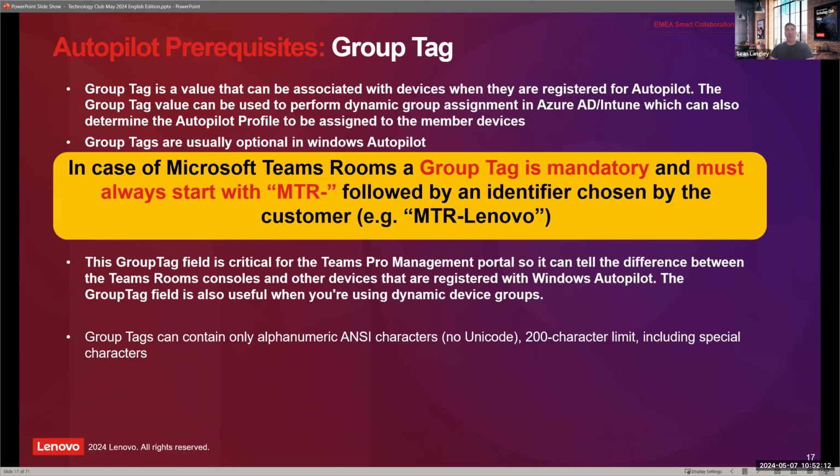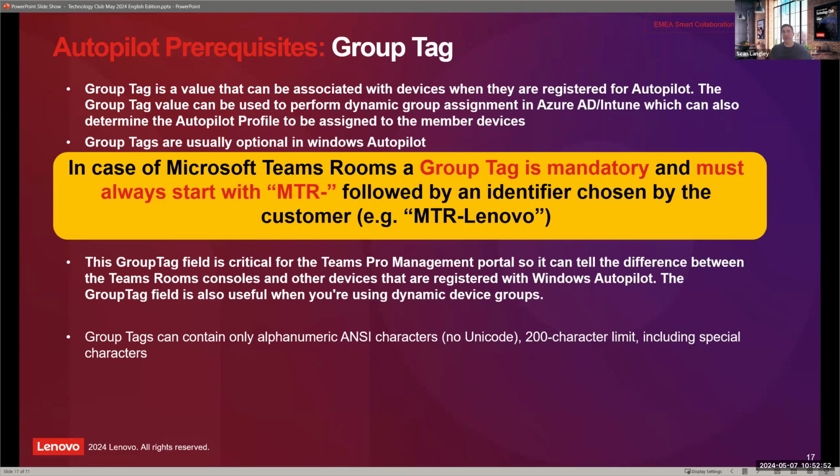The group tag is a value that is associated with devices when they're registered for AUTOPILOT. It can be used to perform dynamic group assignment for Azure in Intune, and can also determine the AUTOPILOT profile to be assigned to the member devices. Group tags are usually optional in Windows AUTOPILOT, but for Teams Room, a group tag is mandatory and must have the prefix of MTR-, followed by a unique identifier chosen by the customer. For example, MTR Lenovo. We'll go into more detail on that shortly, but like I said, it's absolutely mandatory that the group tag is set up for MTRs.